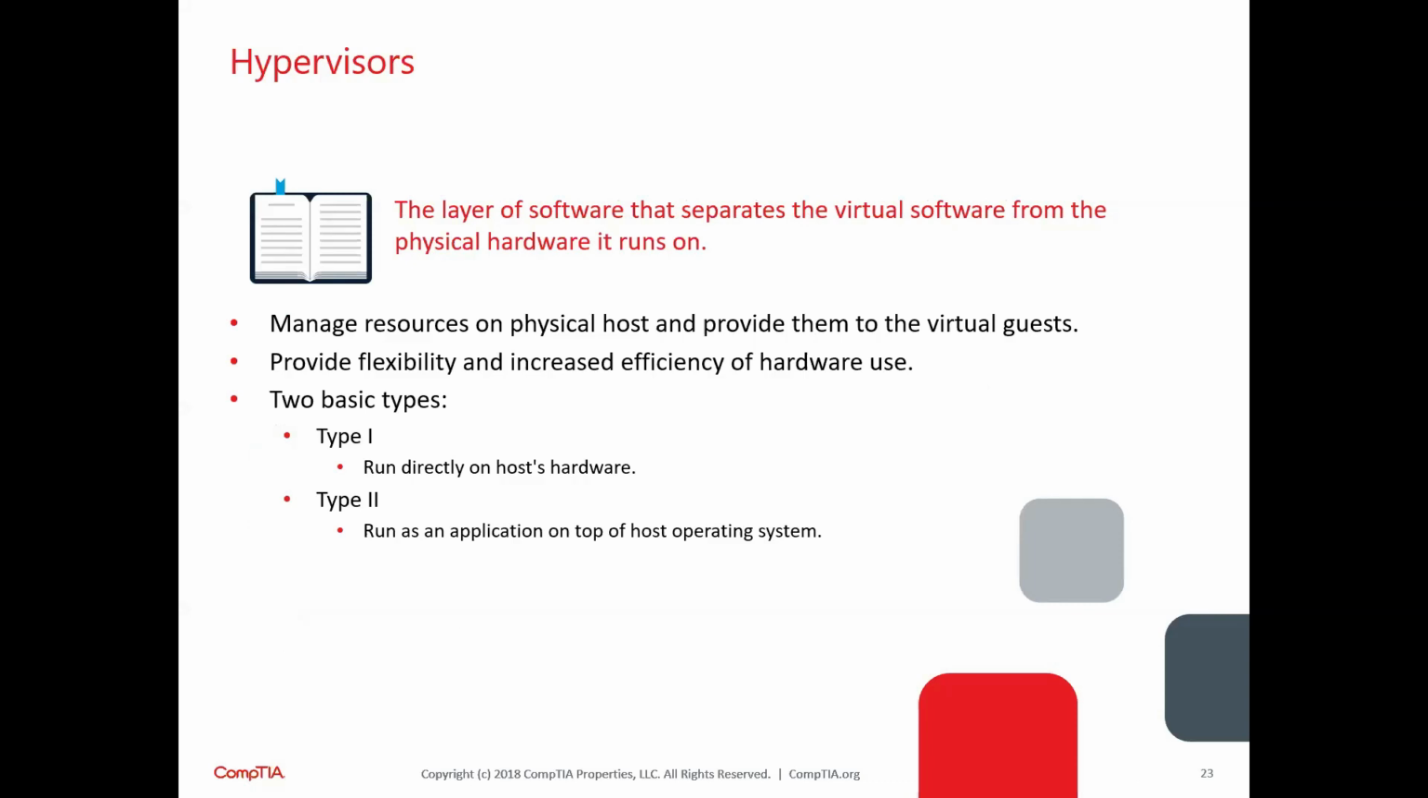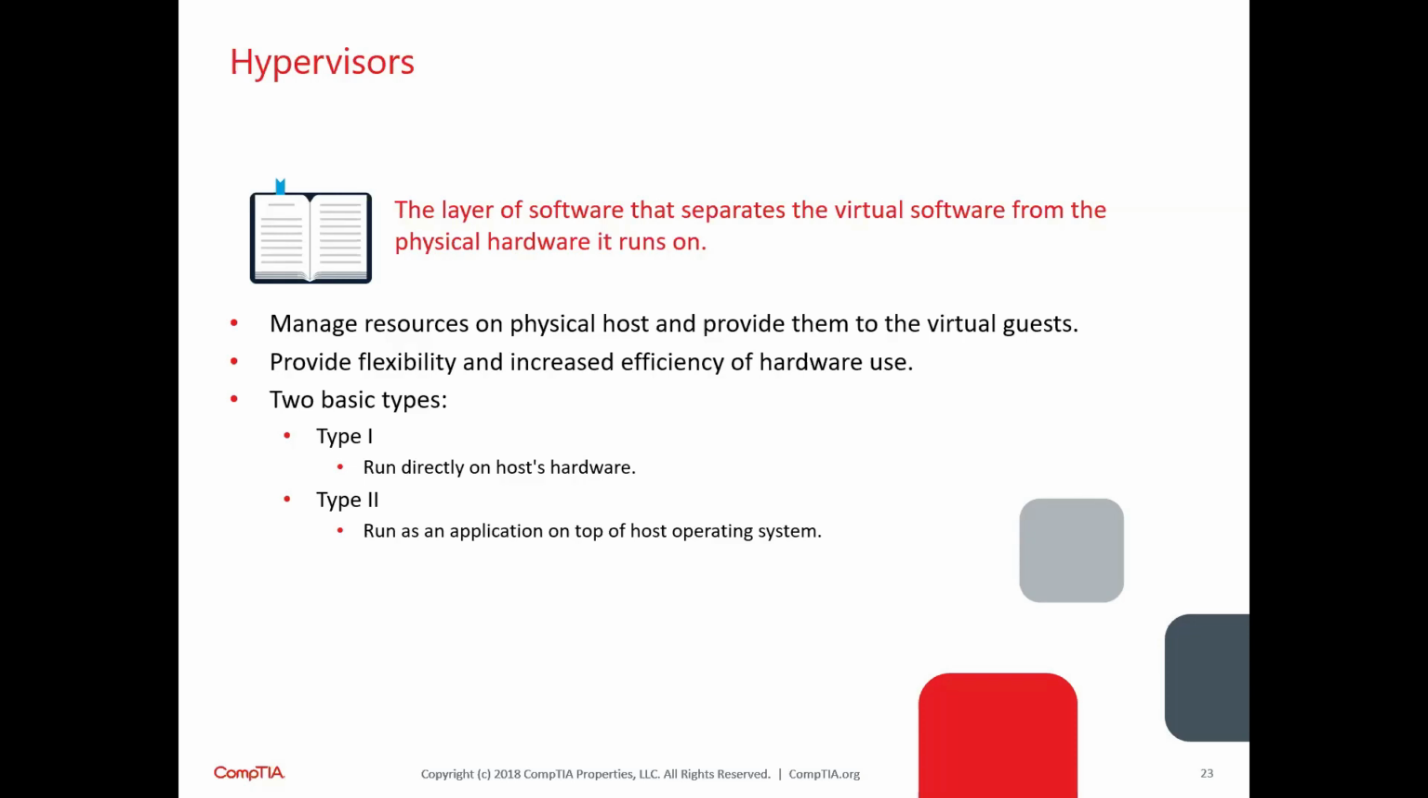And we have type 1, which runs directly on host hardware. For example, Microsoft Hyper-V or VMware server. Those are the examples of type 1. This is known as the bare metal hypervisor or bare metal virtualization. And the second type, type 2, runs applications on top of an operating system.